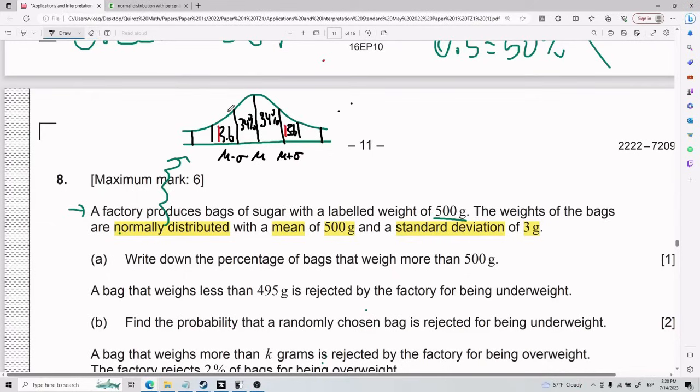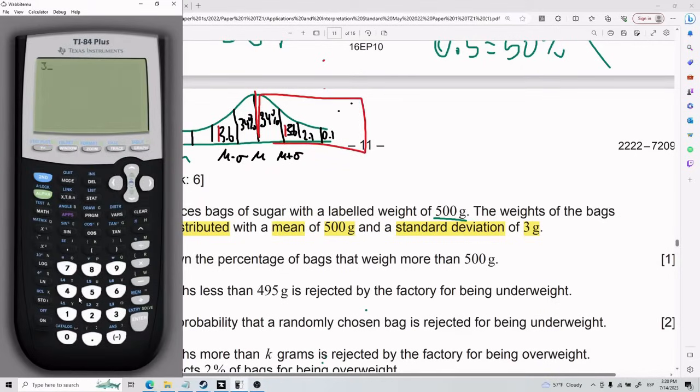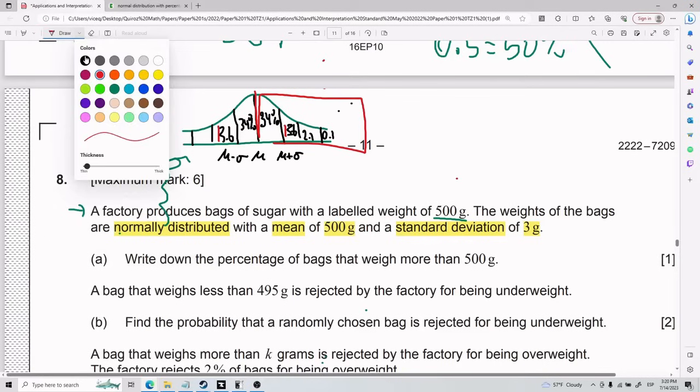Now notice one thing. If I finish filling up these percents, here I have 2.1, here I have 0.1, and I add up the ones on the right, I'm going to have 34.1 plus 13.6 plus 2.1 plus 0.1. That gives me 49.9. So it's basically 50. So that means that if I add all the values on the right side, I basically get 50%. That's the cool thing about the normal distribution.